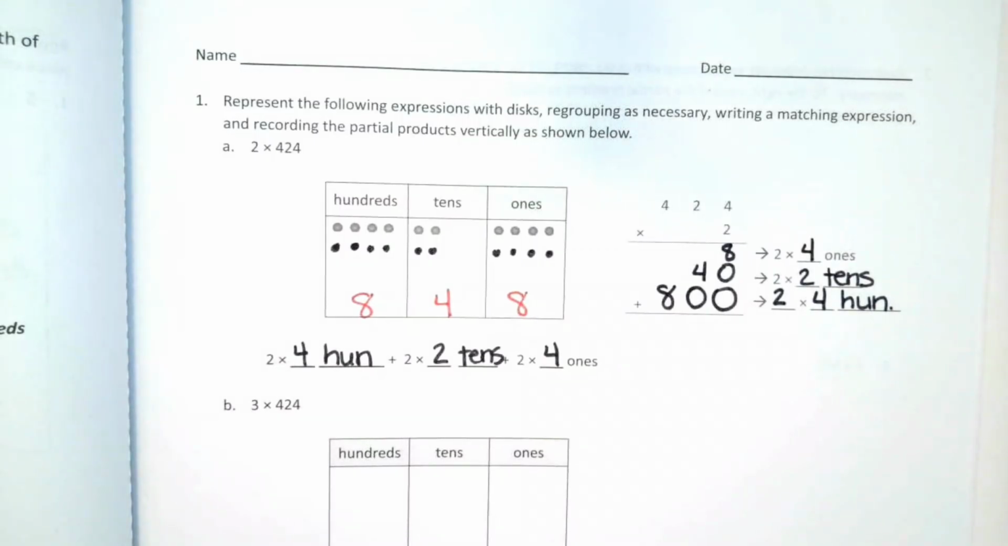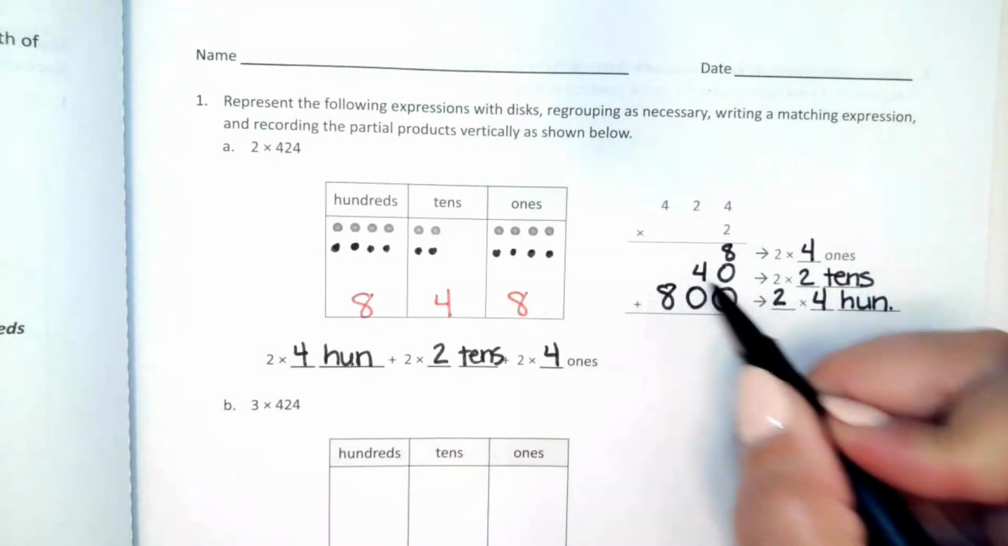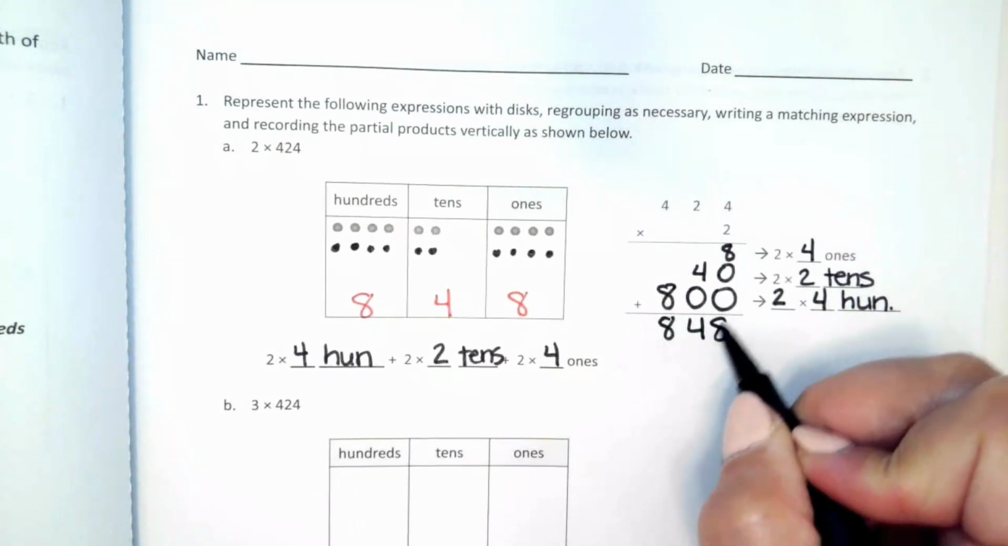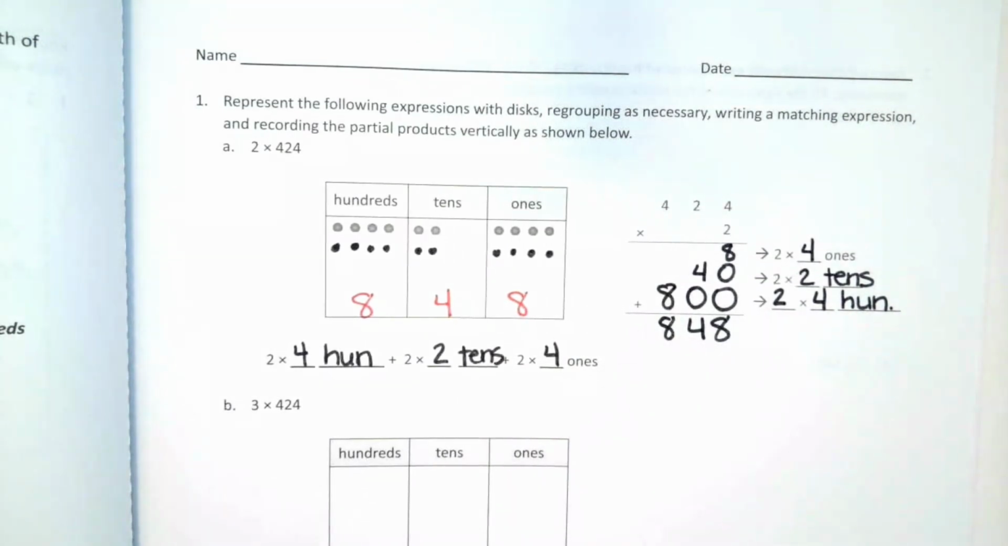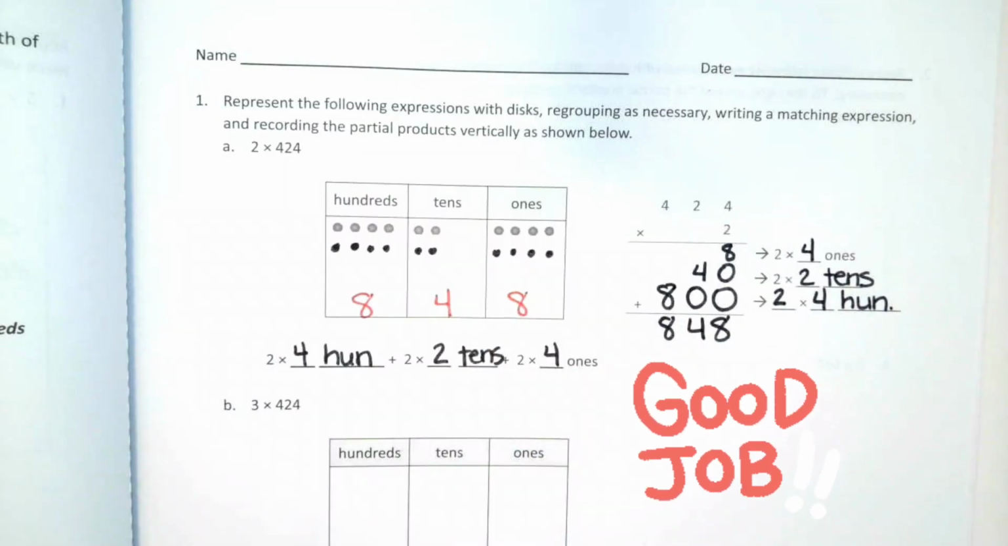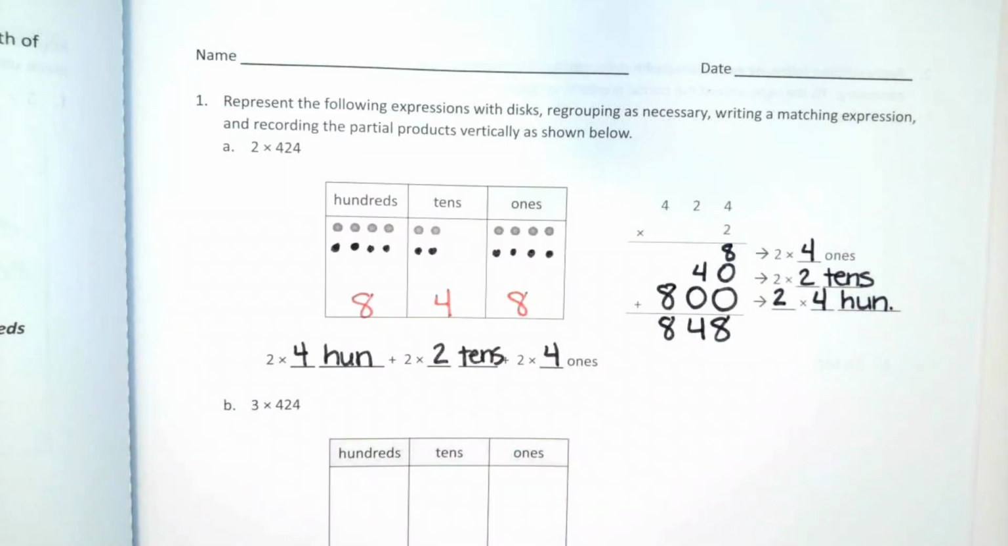Now we add them together. Add them up. What do you got? Did you get 848? Good job. That matches our place value chart. Okay, you could try letter B on your own. Let's go down to letter C.